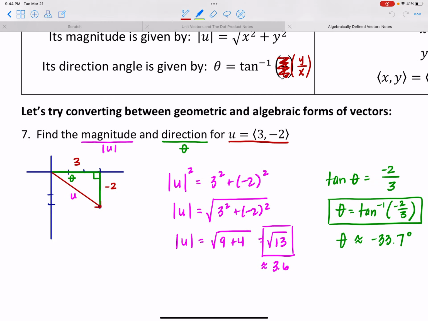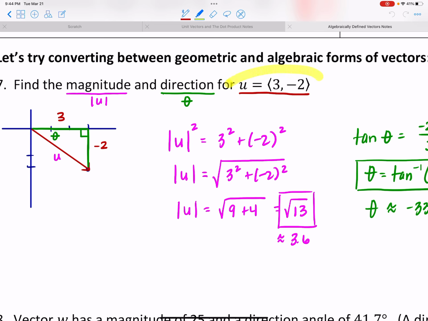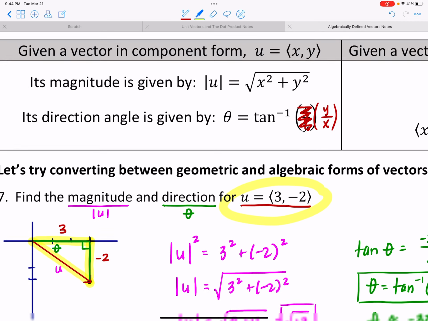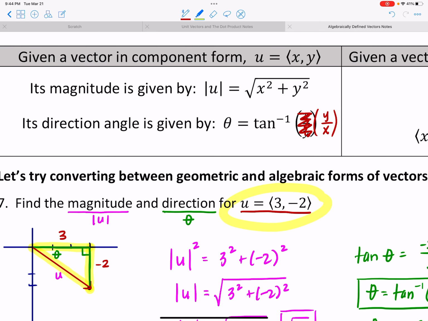If I wanted to find the magnitude of a vector, I know where it's landing. That landing place, 3, -2, gives me my vertical and horizontal components. Remember, that magnitude is the third side of the triangle. It's the hypotenuse of the triangle, and so I can use the Pythagorean theorem. We talked about this formula yesterday. The magnitude of our vector is the square root of the sum of the squares of our components. So that's what I'm doing here first.